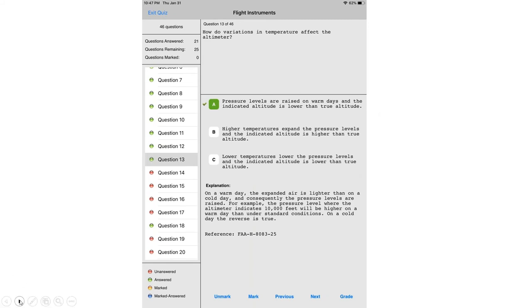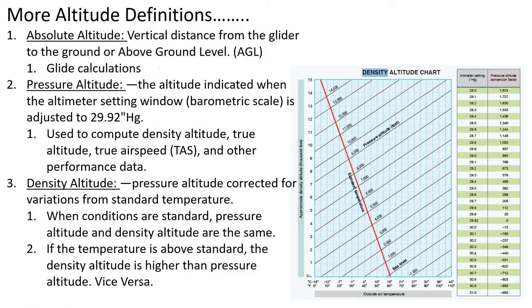More altitude definitions. So absolute altitude, this is your above ground level altitude, vertical distance from the glider to the ground or above. We'll use these later for glide calculations. Pressure altitude, the altitude indicated when the altimeter window is set, adjusted to 2992. So that's another way to find out the pressure sitting there in your glider. Just go ahead and turn it to 2992 and see what actual altitude you get from the indication, right?